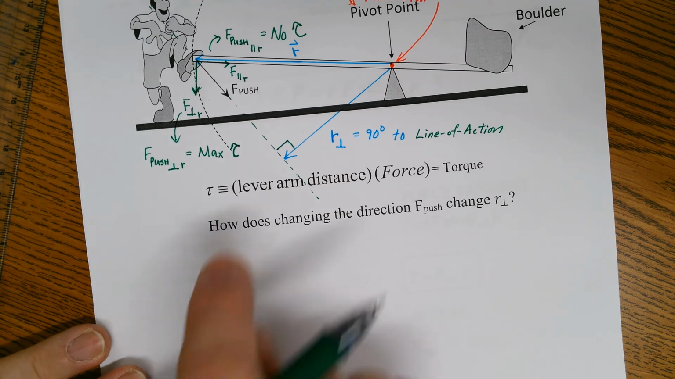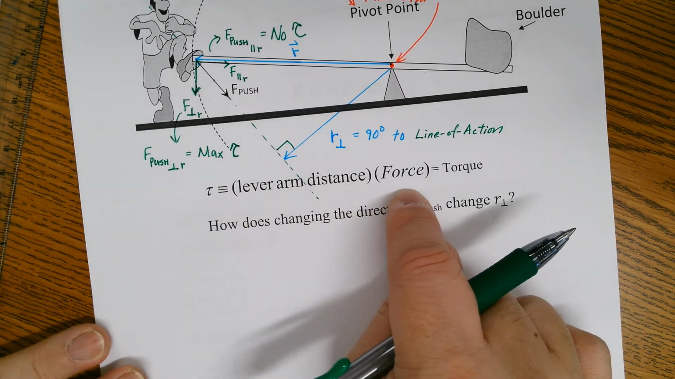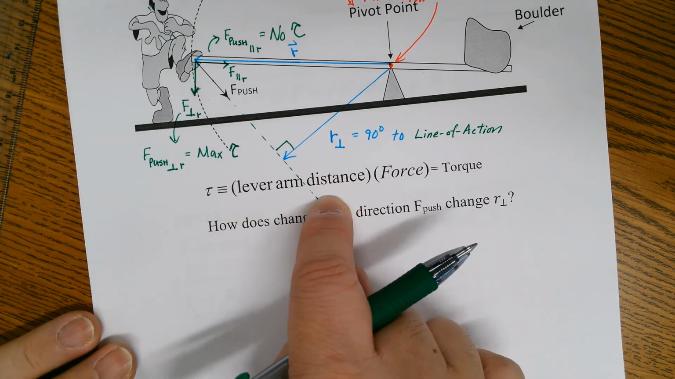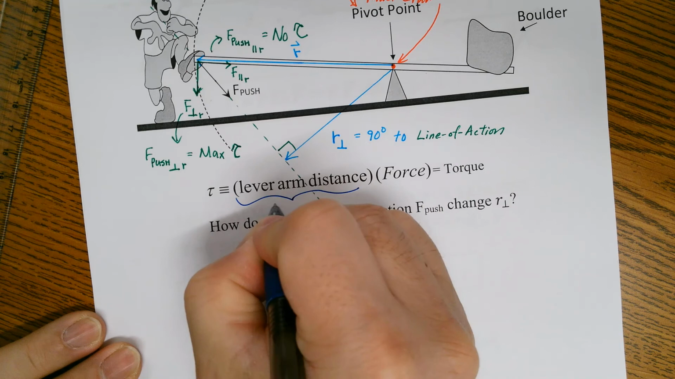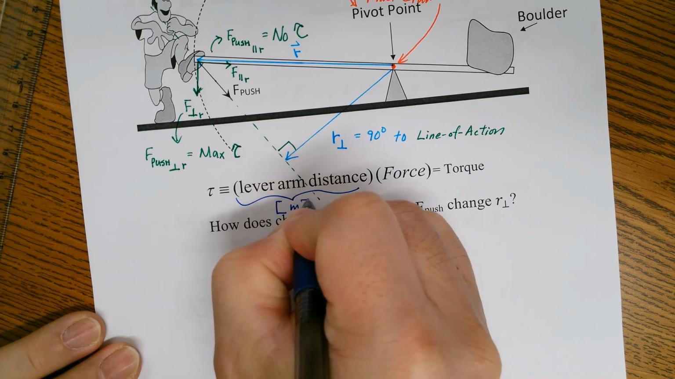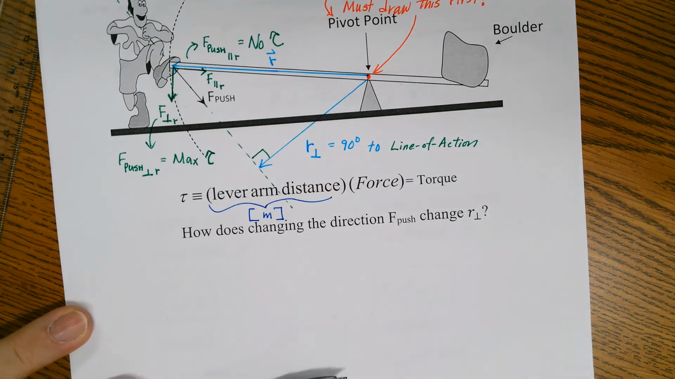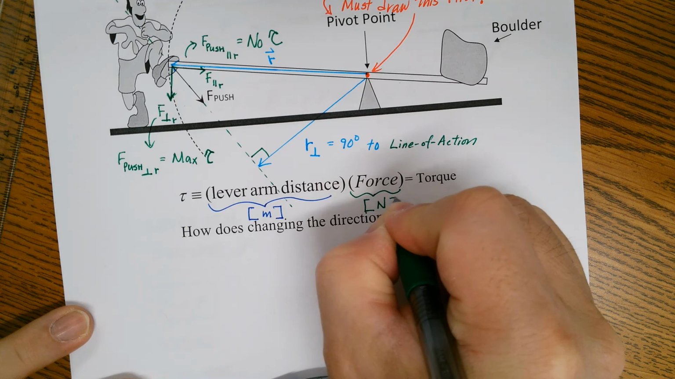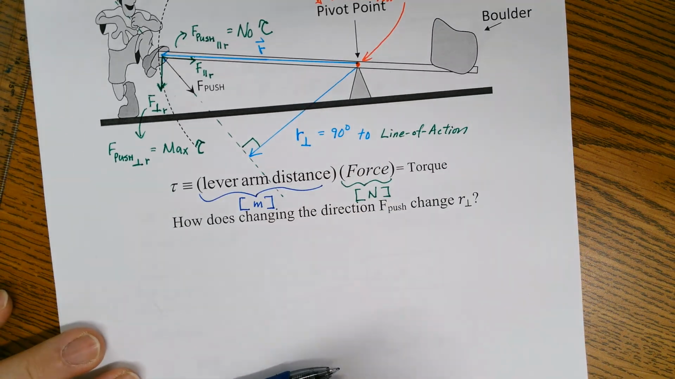Okay. So the lever arm distance, where the force is applied, times the force is equal to torque. Now this is measured in meters, and of course, this is measured in newtons. And that's how we get meter newtons. Okay?